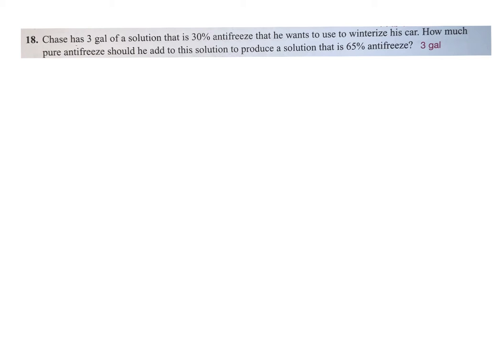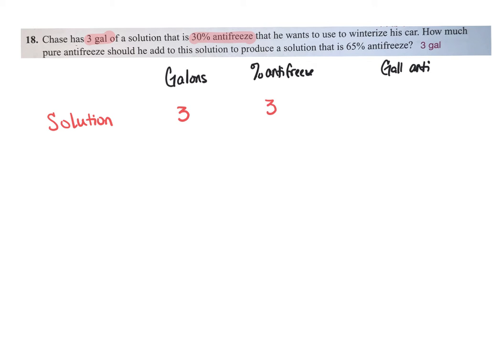All right, so for this one, he has 3 gallons of a solution that is 30% antifreeze. And so the solution is my first piece of this. And we are going to say this is gallons here. And then percent, that is antifreeze. And this is going to be gallons of antifreeze here. So for the solution, it is 30% antifreeze, and he has 3 gallons of it. So I have 3 gallons, that is 30% antifreeze.